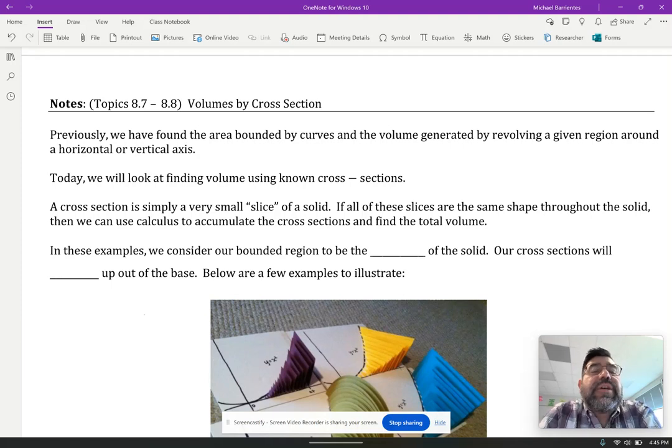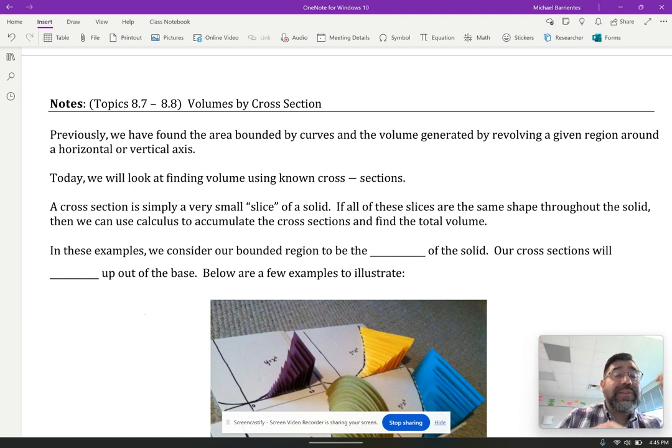We're actually going to start volumes with 8.7 and 8.8, and then we're going to go back, excuse me, and we'll pick up the other types of volumes. But I feel like if you understand volumes by cross section, then everything else is going to make sense. And the idea behind volumes by cross section is a pretty basic one.